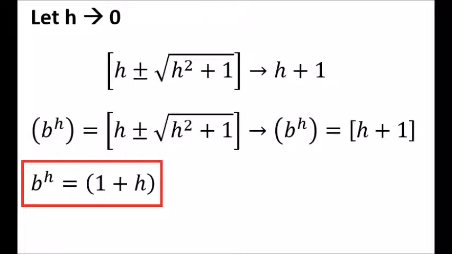Now we bring back the limit and let h go to 0. As we just said, we are going to replace h plus the square root of h squared plus 1 with h plus 1. That means when we use the quadratic formula to solve for b to the h, we get b to the h equals 1 plus h.